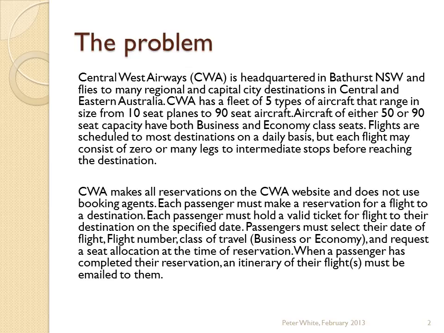Now, Central West Airways makes all reservations on their website, does not use booking agents. Each passenger must make a reservation for a flight to a destination, and a passenger must hold a valid ticket for a flight to their destination on the specified date. So passengers must select their date of flight, their flight number, the class of travel, whether it's business or economy, and request a seat allocation at the time they make their reservation. And when they've completed their reservation, an itinerary of their flight will get emailed to them.